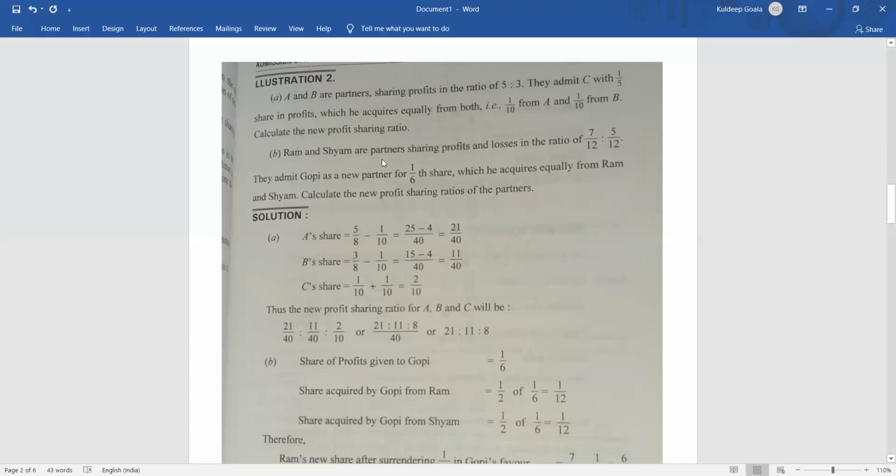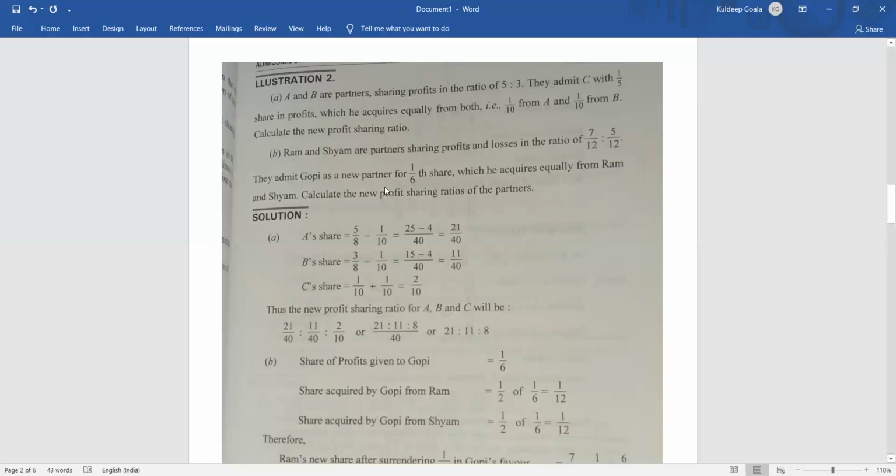Ram and Sham are partners sharing profits and losses in the ratio of, sorry, 7 by 12, 5 by 12. And they have admitted Gopi as a new partner for 1/6 share, which he acquires equally from Ram and Sham. Equally means this 1/6 they are going to take equally from Ram and Sham, right? So calculate the new ratio.